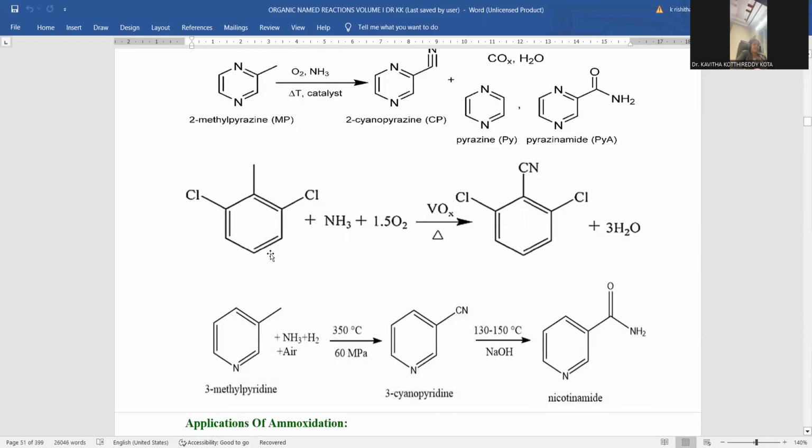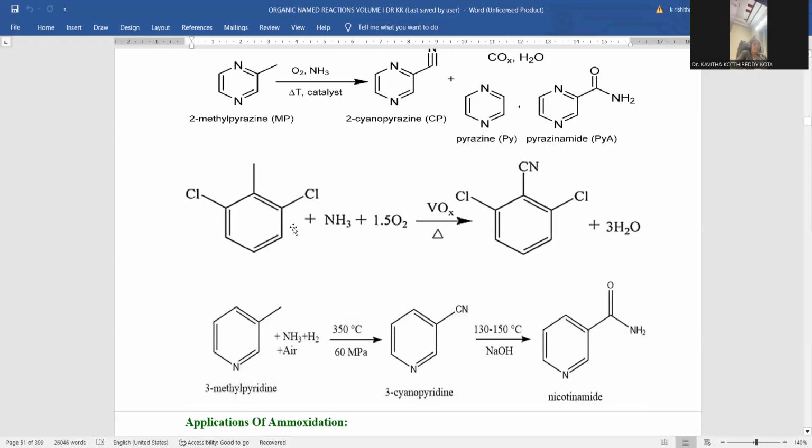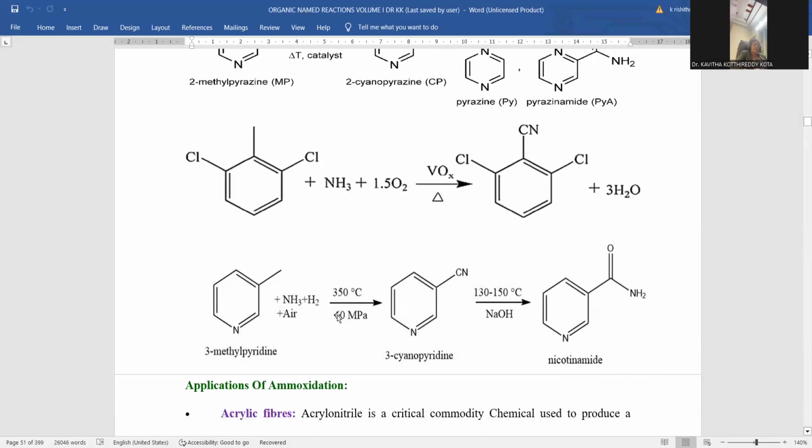And the same reaction is extended to toluene with dichloro derivatives at second and fifth positions, and ammonia. 1.5 stoichiometric oxygen is also added. Vanadium oxide is taken as a catalytic condition, and thermolytic conditions are operated over there. Simply methyl is transformed into a nitrile. In addition, water is a byproduct you can accomplish. So this is the way of ammoxidation. Simply methyl is transformed into nitrile functionality.